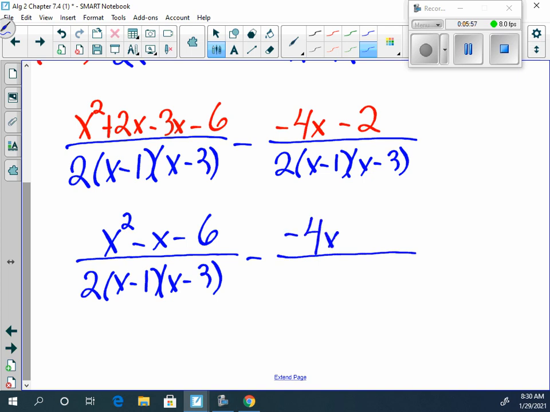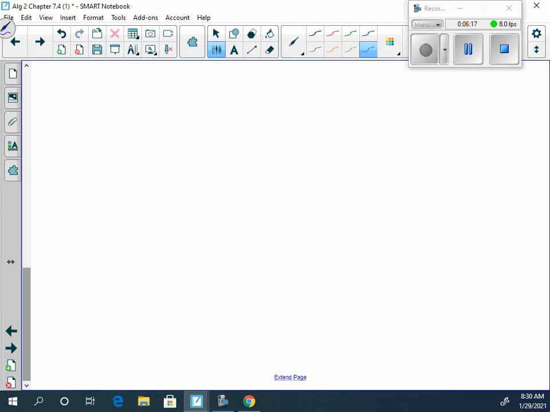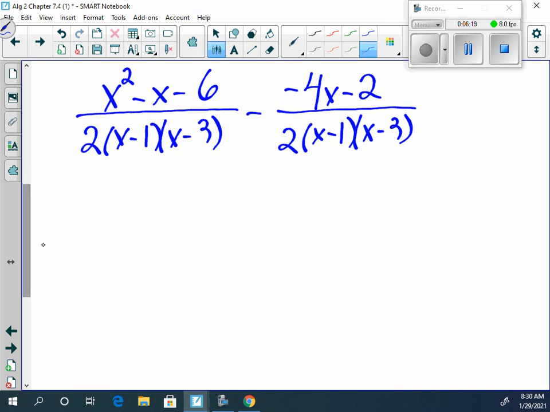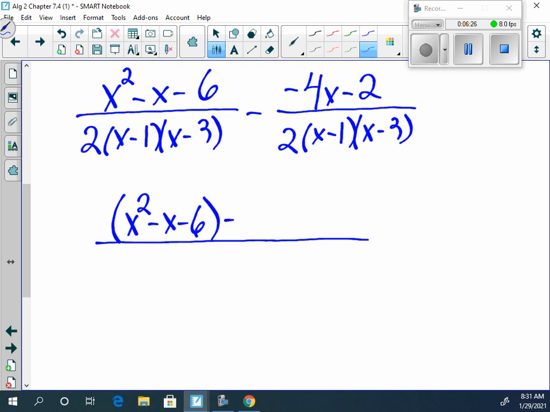Now on our other one, negative 4x minus 2, those are not like terms. So we can leave them alone. Questions on this here? Now we're almost done. The next thing we need to do is subtract. Now when we subtract these, we need to be very careful about our signs.